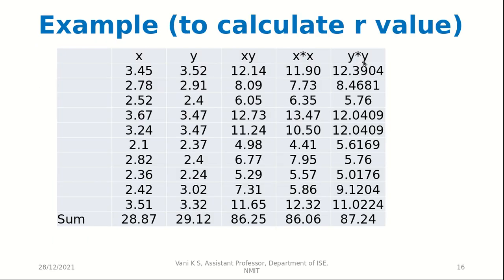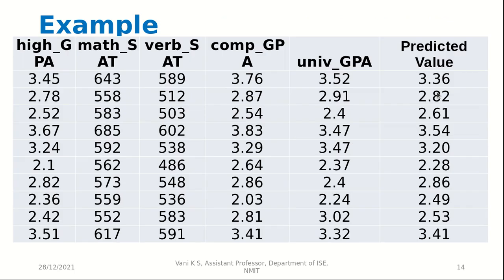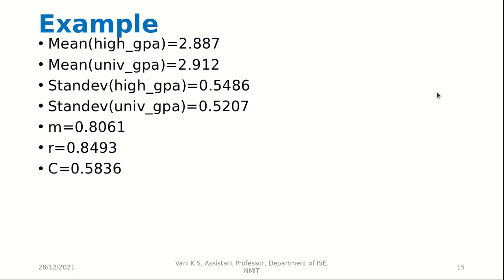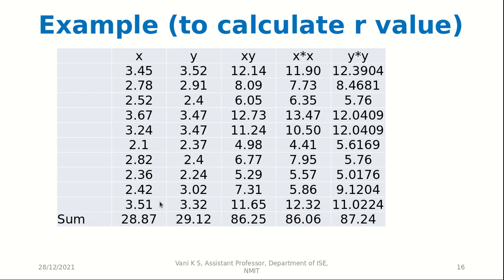Now we will calculate R with this. We took the mean of high school GPA, then the mean of university GPA, then the same for standard deviation, then we calculated the slope, R and C. To calculate the R value we created a table like this: x, y, then xy, then x square, then y square, and then here we took the summation of all the columns.